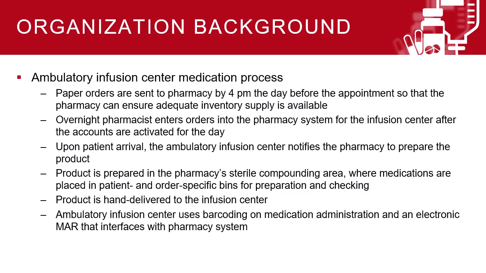The product is prepared in a sterile compounding environment where medications are placed in patient and order-specific bins for preparation and checking. The pharmacy then hand delivers these very expensive medications to the infusion center. The ambulatory infusion center then uses barcoding on medication administration and an electronic medication administration record that interfaces with the pharmacy system.